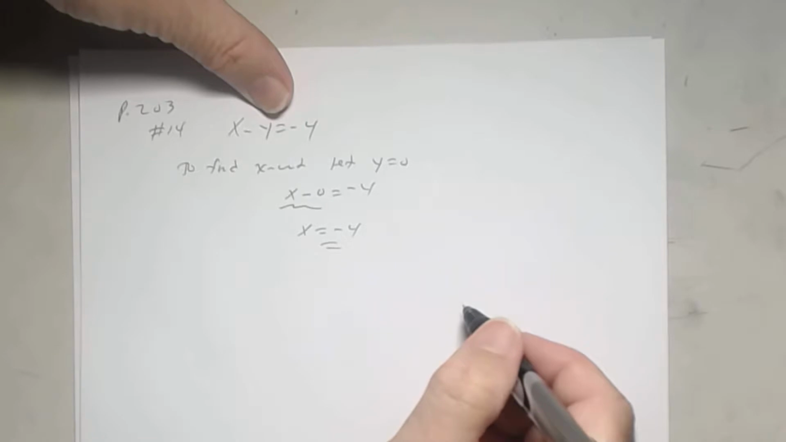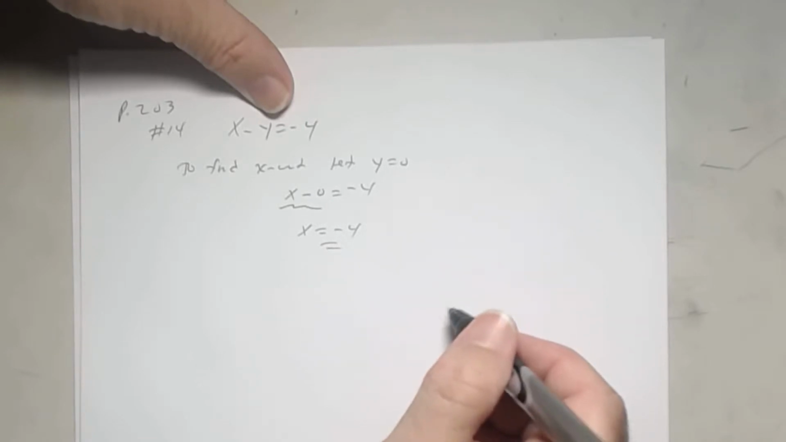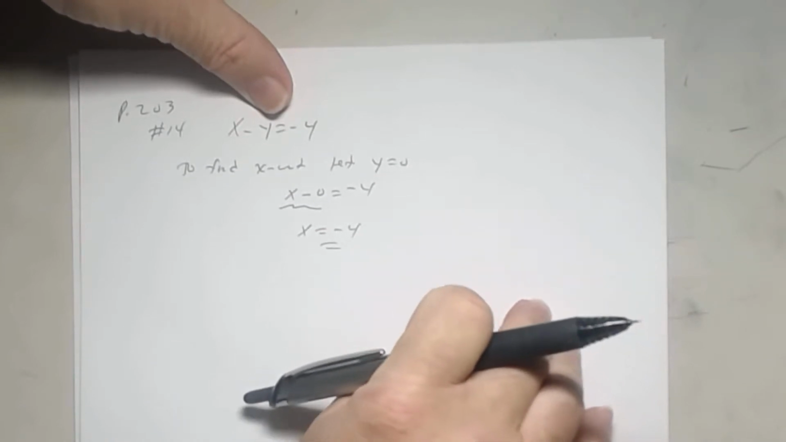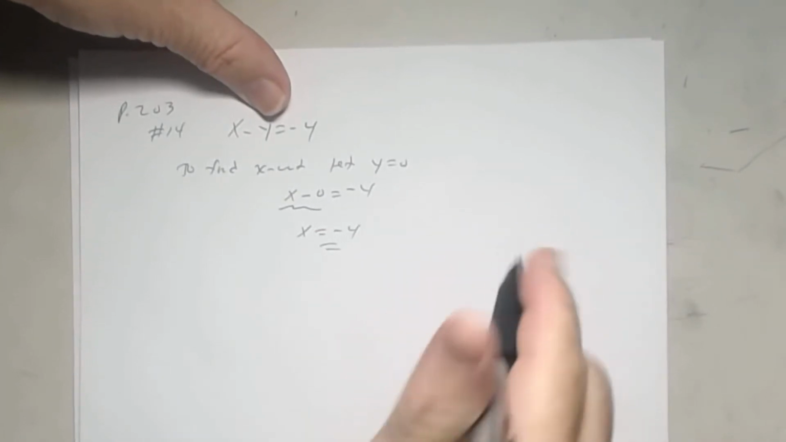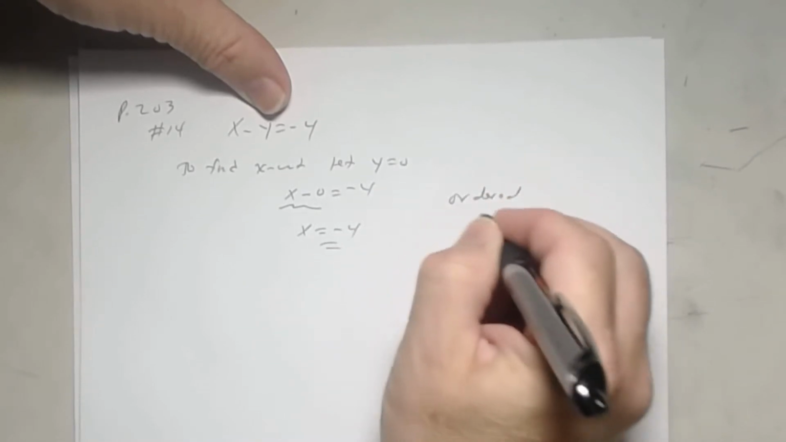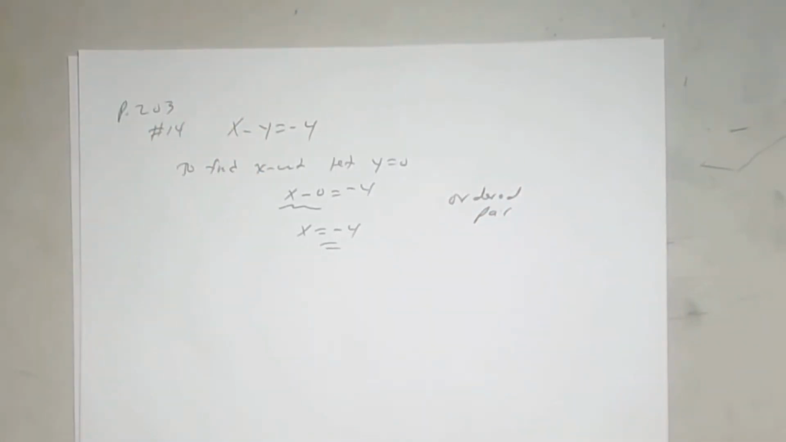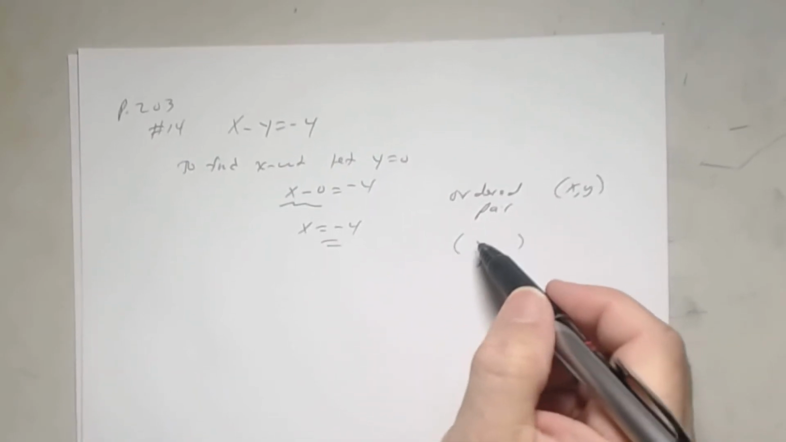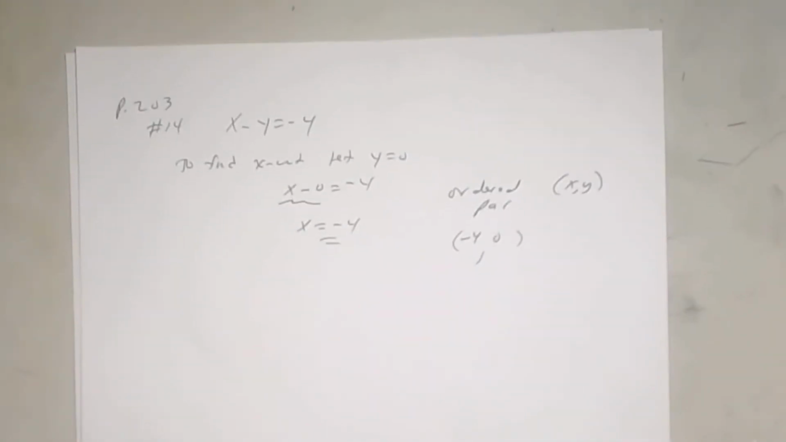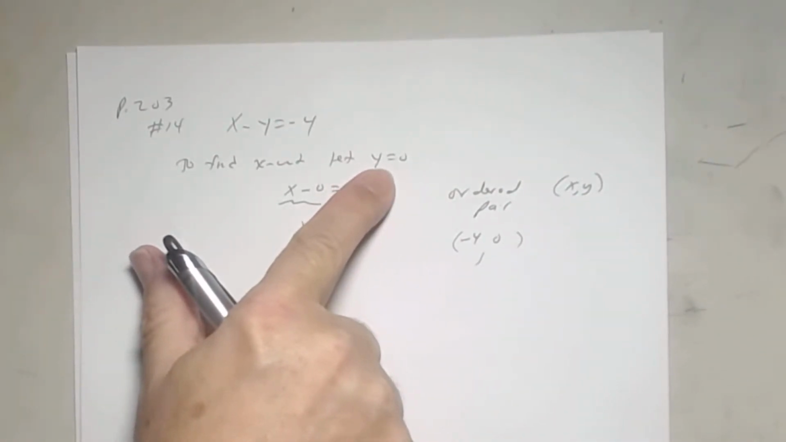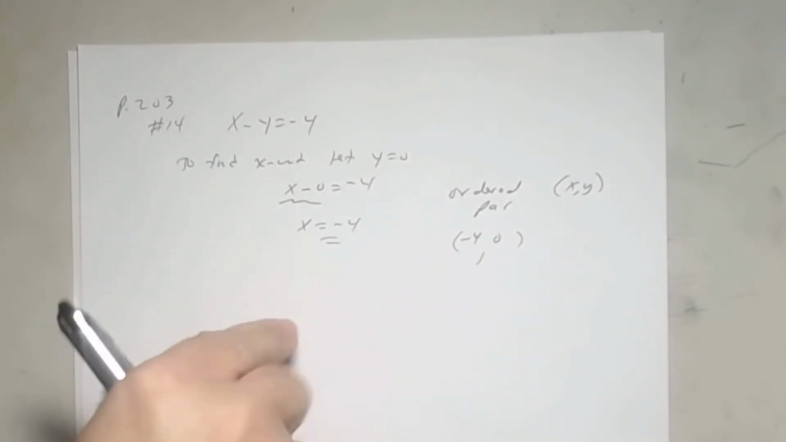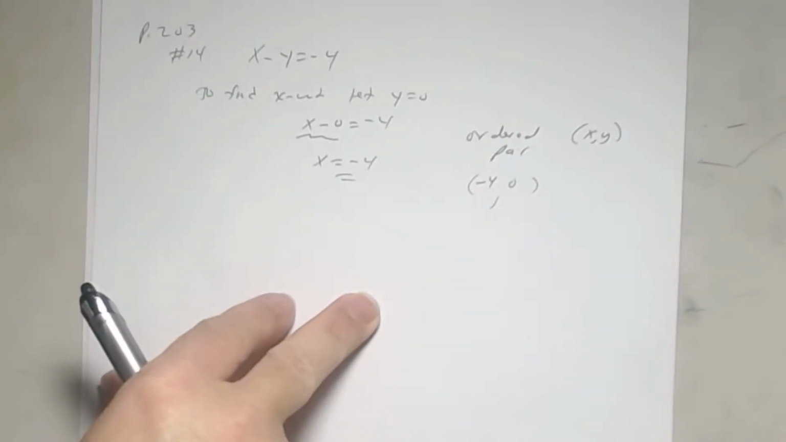So you found the x-intercept. What's the x-intercept? -4. Now there are also times when they ask you to write this as an ordered pair. Remember, ordered pair means an x and a y. So in this case, what is the ordered pair? -4, 0, because y is what we let equal 0, so it has to be 0 for y, and x is -4. So the x-intercept is -4, 0.